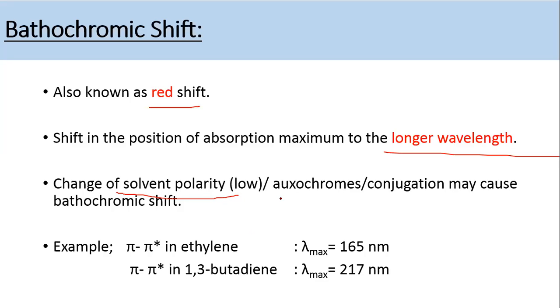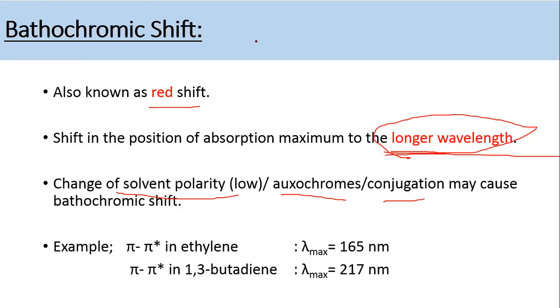Second is the oxochrome effect. When oxochrome is introduced into a molecule, it may also lead to the bathochromic shift. And the third factor is the introduction of a conjugation. When conjugation or conjugated double bonds are introduced, this may also lead to the bathochromic shift. So decreasing the polarity of the solvent, introduction of oxochrome and introduction of conjugation generally lead to absorption towards the higher wavelength or the longer wavelength, and we say that the shift is a bathochromic shift.